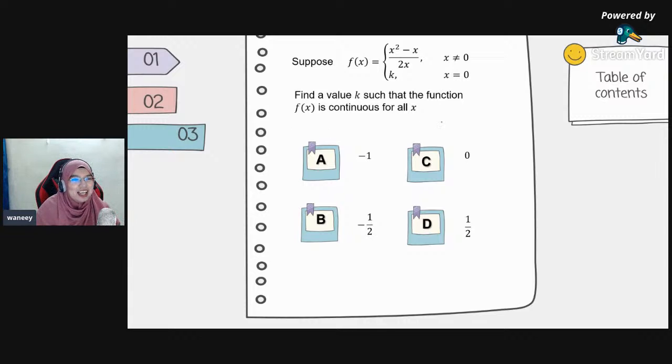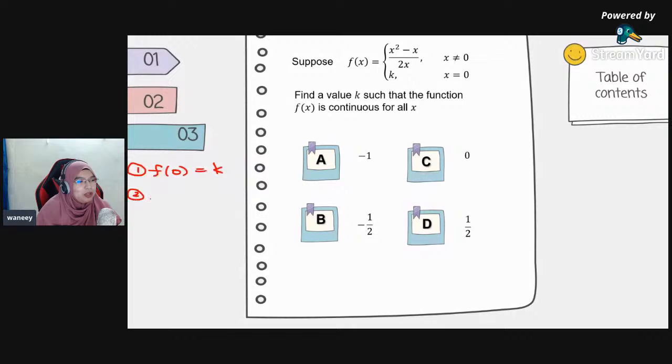Okay, so let's see. Continuity, we have 3 conditions, right? So the first condition is that we need to define what is the value. So we got x equal to 0 here. So this is f of 0. So f0 nilai dia adalah k.